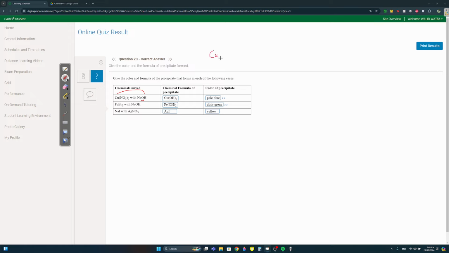Okay, and you want to know what's the formula of it? Cu and OH. You need to see the charges, right? The charge here of copper, since it takes the charge of the subscript of the second one, it's gonna be 2 plus. Well, OH is always just minus, so it's gonna be CuOH2 if you crisscross.